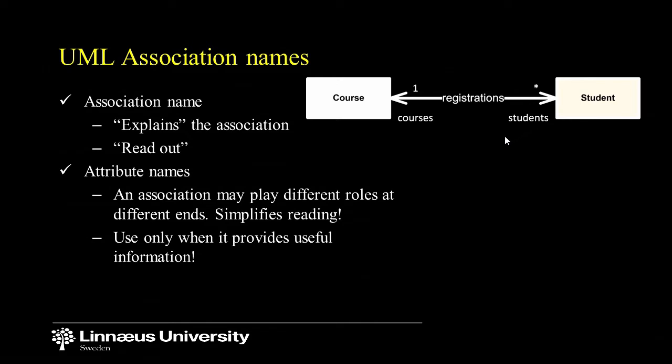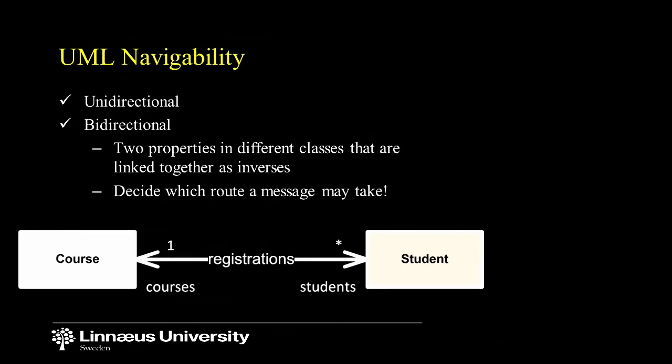So this means that you can read a model. And that's good, because that's good for checking. A student object can register to one course. Not good. We would have spotted that immediately. So the association name here in the middle is important, and then the names of the attributes at the end, they are good, and if they're useful, use them, otherwise not. There are no real navigability.